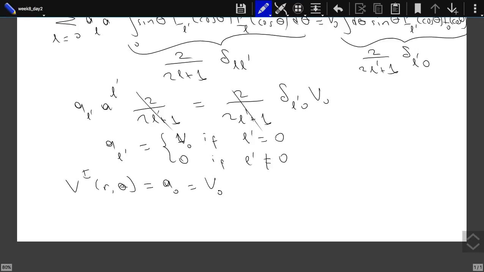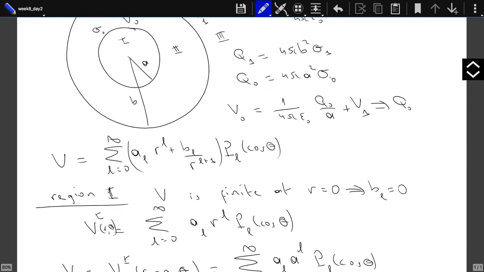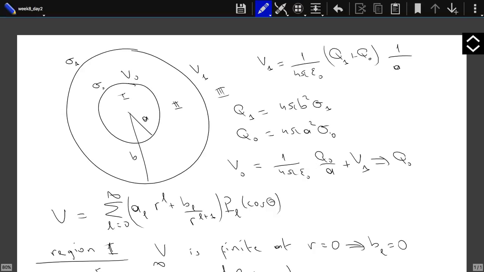Now this is what we expect because we started with two spheres. They are both equipotential surfaces, so we can basically replace them by conductors. We can think of them as conducting spheres or shells. Within a conductor, the electric field is 0, so the potential has to be constant. So that is what we actually find: the potential inside is just constant, equal to V0.